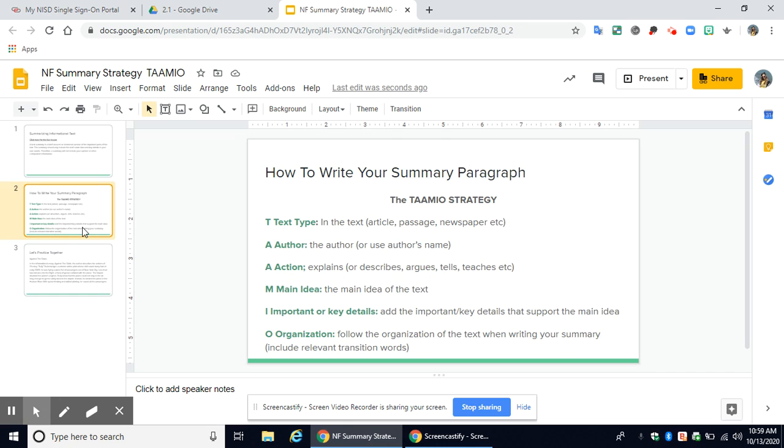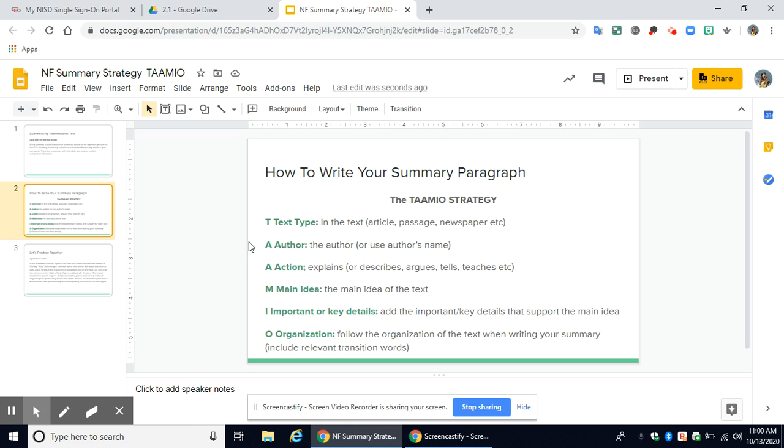If you are using the strategy, you'll start with "in the text," plug in whatever text type it is, then you'll go back and say the author, plug in the information, and then the action, whether the author is describing, arguing, or telling. Then you'll put in the main idea. Most of the main idea is going to be the main thing that creates your summary. After that, adding the details and the organization just goes hand in hand with the main idea.